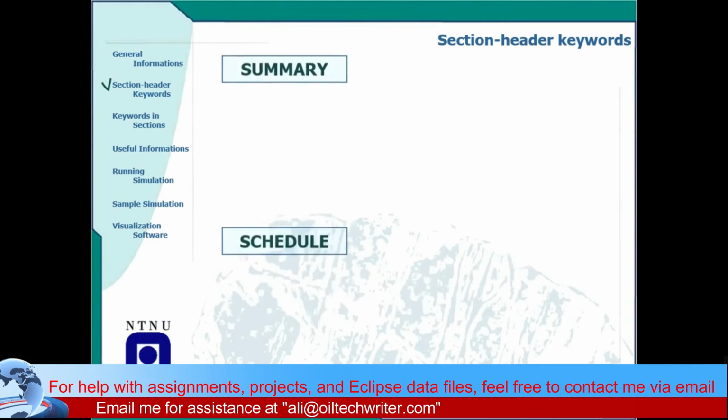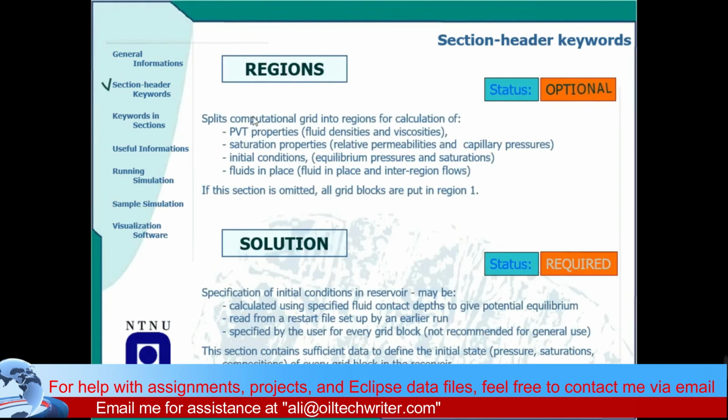Then we have REGIONS. Sometimes the reservoirs are not uniform, so what we do is divide the reservoir into regions. Region 1 may have different porosity, and region 2 may have different porosity. So depending on this, we divide into regions. It is optional, not always available, but the SOLUTION section is required.